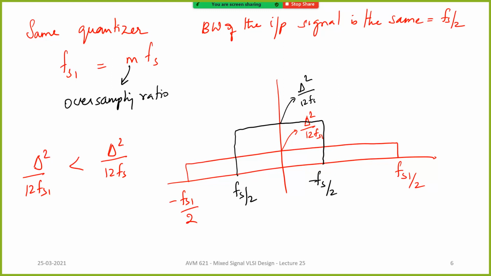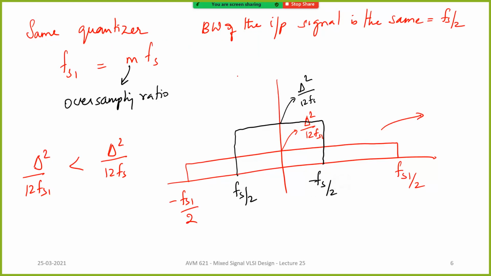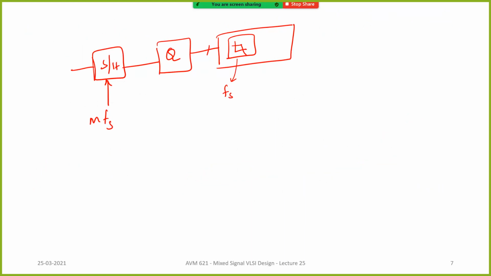Now after sampling like this, I am doing the quantization. Let me draw it as a block diagram. Let's say this is my sample and hold, and this is at m times Fs. Then I have my quantizer, and I have my digital bits. Now in the digital domain, I am going to put a low pass filter. What is the bandwidth of my low pass filter? This is going to be Fs by 2.